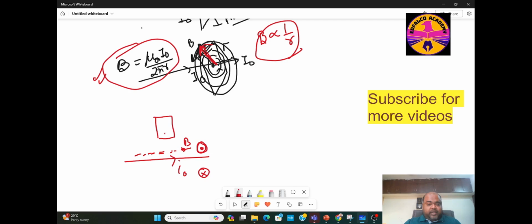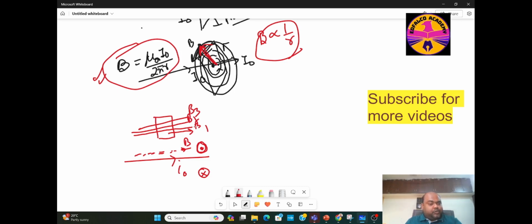So everywhere it is going inside or outside. In this line, suppose it is B1, here it is B2, here it is B3. Every place it has some magnitude, and it is coming out of the plane of the paper. Now if you imagine that you move this coil in this direction, will there be any change in the flux? No, because the area is not getting changed. The distribution of B1, B2, B3 is also not going to change.